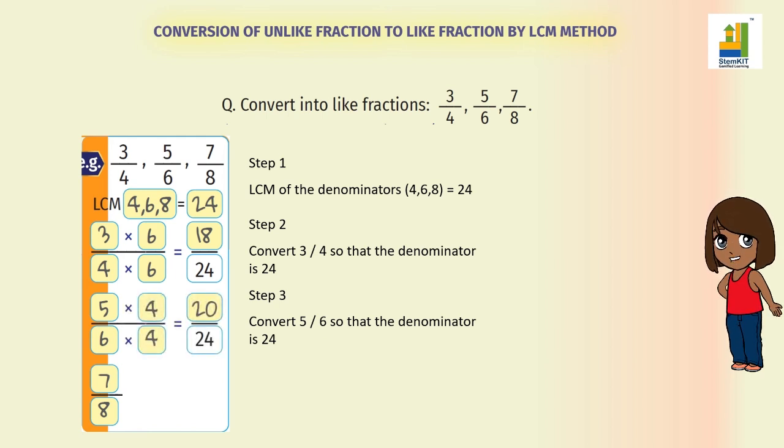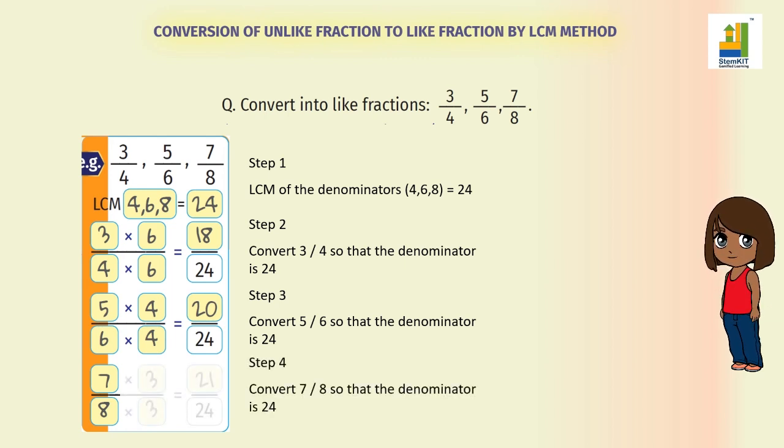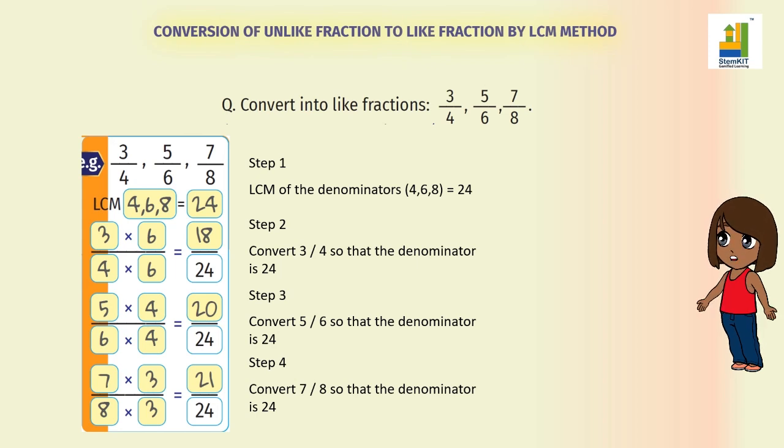Step 4. Convert 7 by 8 so that the denominator is 24. There we have it. We have converted all fractions into like fractions.